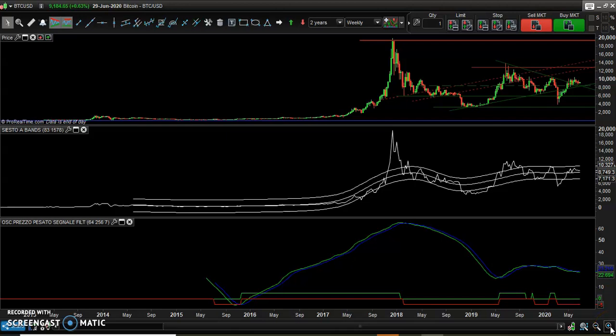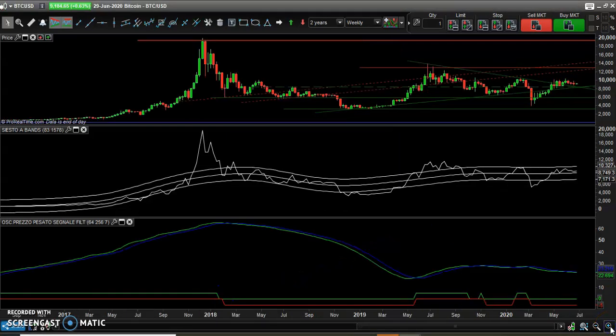Hi guys, today we will be analyzing the Bitcoin against the US dollar, and the main scope is to forecast where the price might move over the next weeks and over the next month. So I will try to forecast the asset price over 2020 and over 2021.